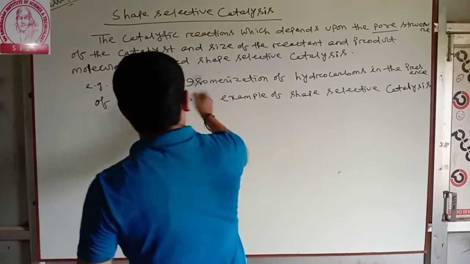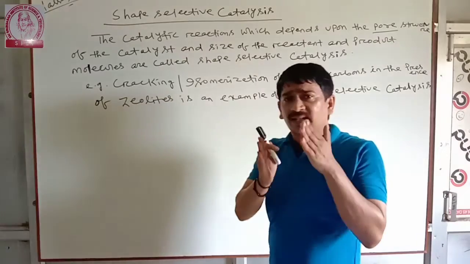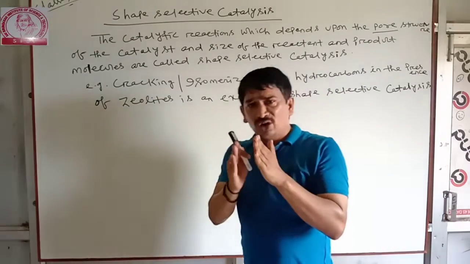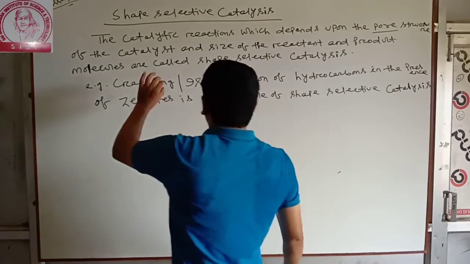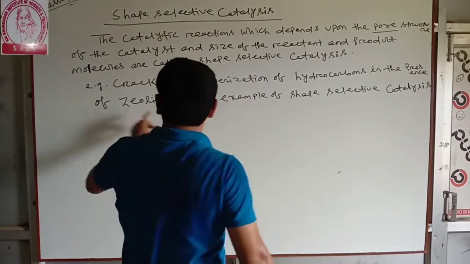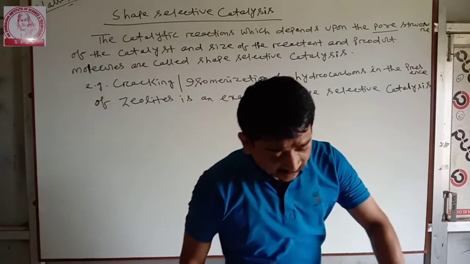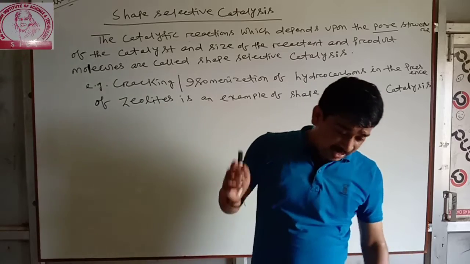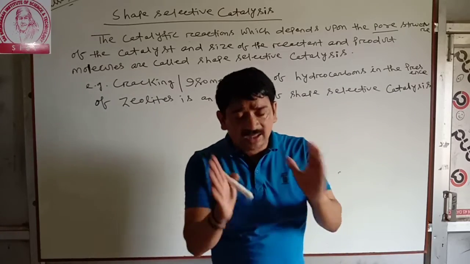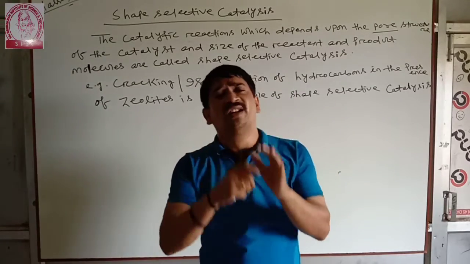Example: cracking or isomerization of hydrocarbons. Cracking is breaking of large molecules into small molecules. Cracking or isomerization of hydrocarbons in the presence of zeolites is an example of self-selective catalysis. An important example is zeolite, an important catalyst used in the petroleum industry.